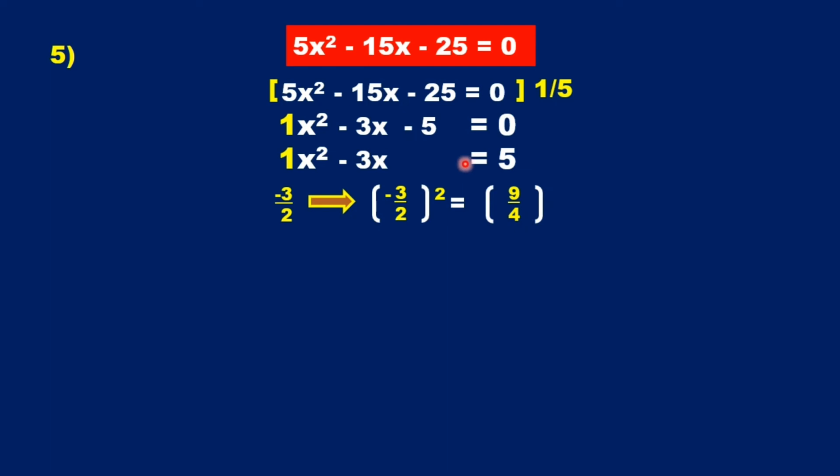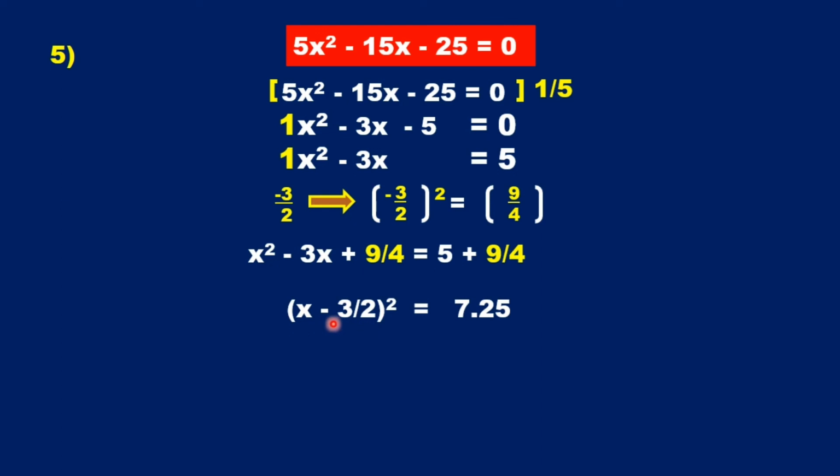Add the result to both sides of the equation to make a perfect square trinomial, and express this as a square of binomial by taking the root of x, the sign of the middle term minus, and the root of 9 over 4, which is 3 over 2. And combine the right side of the equation. 5 plus 9 over 4 is equal to 7.25.